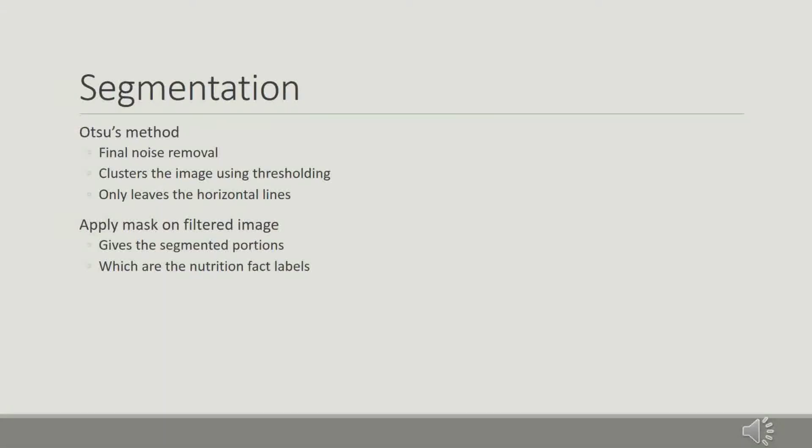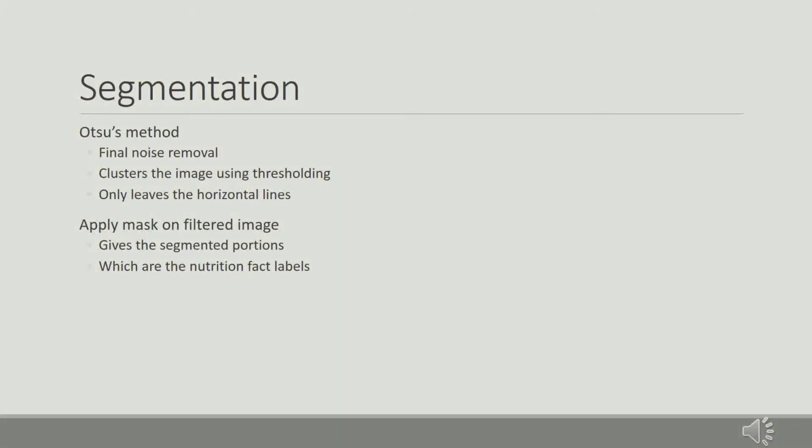As we saw in the last slide, the image that we got did not have much noise, but I have to make this algorithm very generalized. So there can be some images where even after all these steps, there might be some noise still prevailing. So as a final step of noise removal, we apply Otsu's method. What this basically does is it adapts the image.